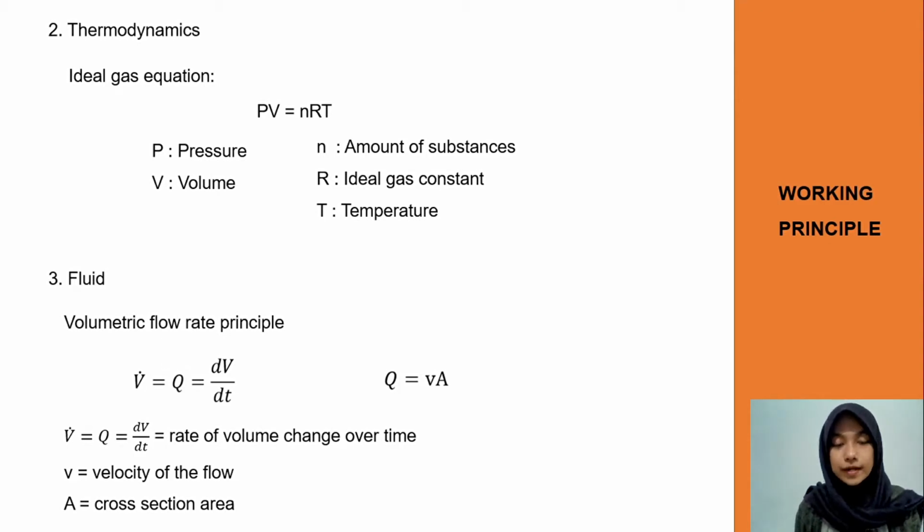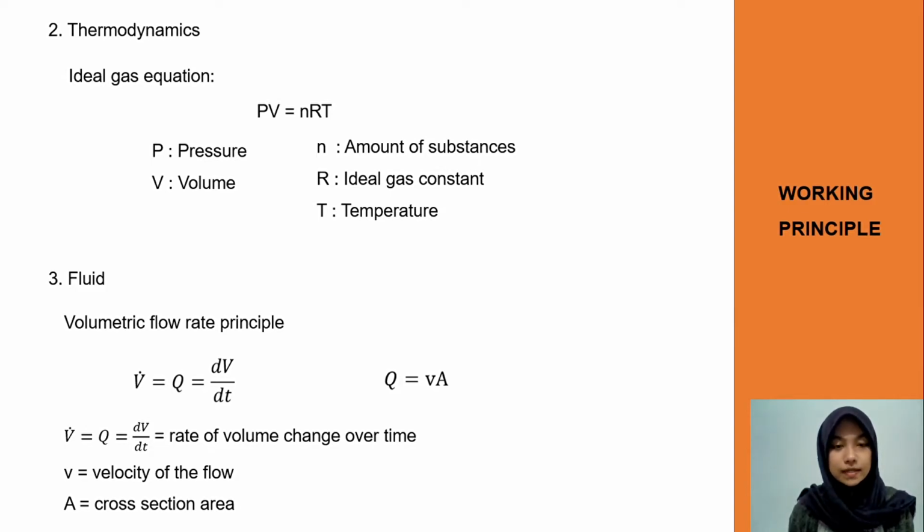Second is the thermodynamics experiment. The working principle used is PV equals nRT, where P is pressure, V is volume, n is the amount of substance, R is the ideal gas constant, and T is temperature. This formula shows that pressure and temperature have a proportional relationship, which is when temperature increases, the pressure gets bigger, and vice versa, when T decreases, the pressure decreases.